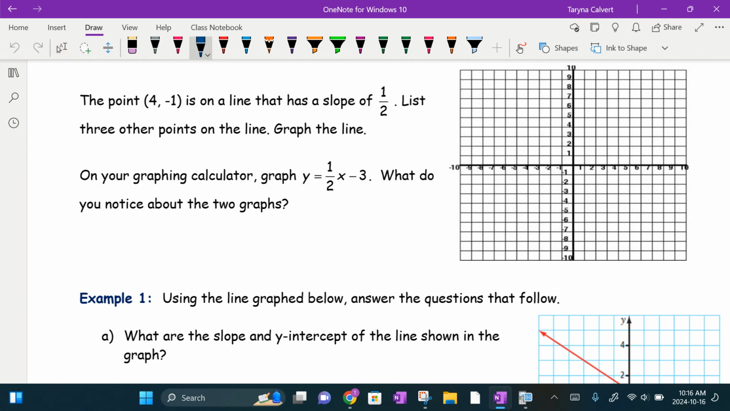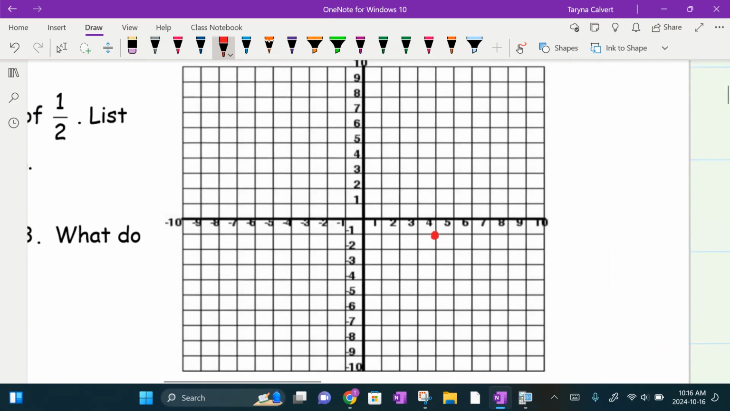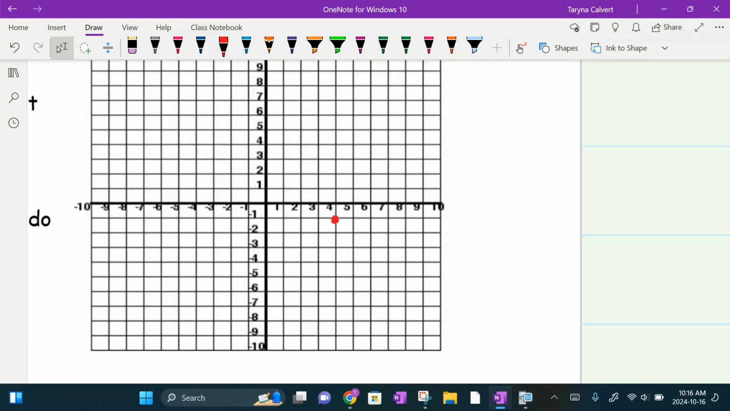So again, plot our point first. (4, -1): over to the positive 4 on the x-axis, down 1. That's my original ordered pair. It wants us to calculate 3 other ordered pairs. What is our slope again? 1/2. Since our slope is 1/2, the 1 represents a rise direction, and the 2 represents a run. So we're going to rise how many from that point? 1. And we're going to run 2.